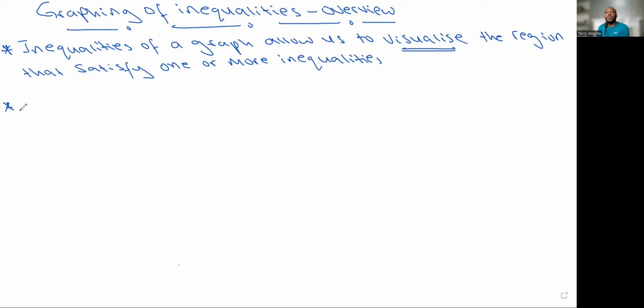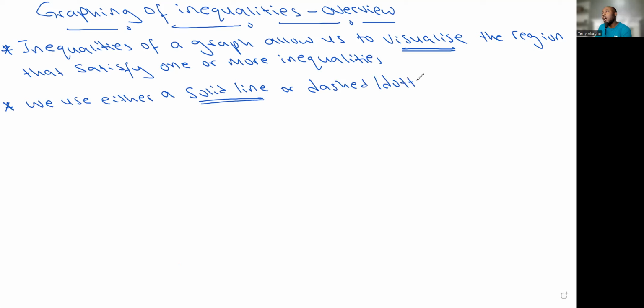In this case, usually we can either use a solid line, and I'm going to explain when and how we use it, and I will solve examples on it, or a dashed line, or some people call it dotted, depending on which textbook you use. Dotted lines are used to indicate the start of the region.